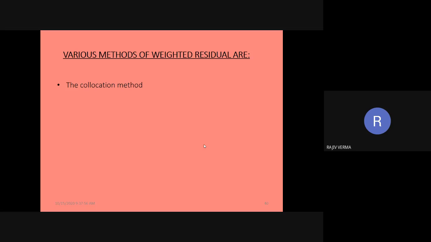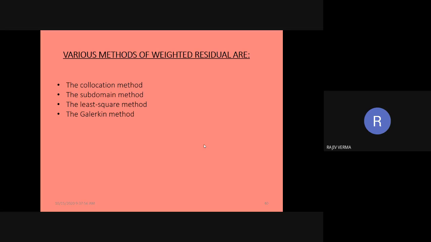The first method is known as the collocation method. The second method is the subdomain method. The third happens to be the least square method. And the fourth method happens to be the Galerkin method. These are the 4 methods, that is the collocation, subdomain, least square method, and the Galerkin method, which we are going to study under the course of finite element.